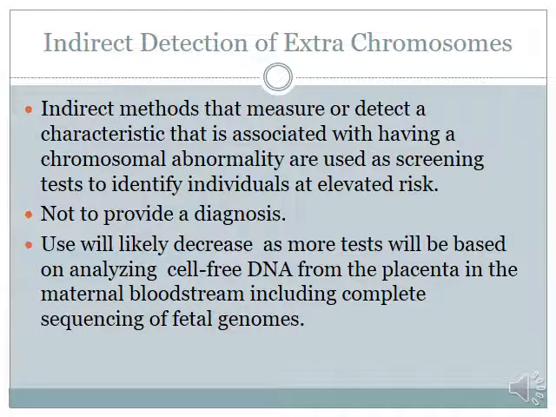When looking at indirect methods, these are methods that measure or detect a characteristic that is associated with having a chromosomal abnormality, and they're used as screening tests to identify individuals at elevated risks. These are not done to provide a diagnosis. Their use will likely decrease as more tests will be based on analyzing cell-free DNA from the placenta in the maternal bloodstream, including complete sequencing of fetal genomes.